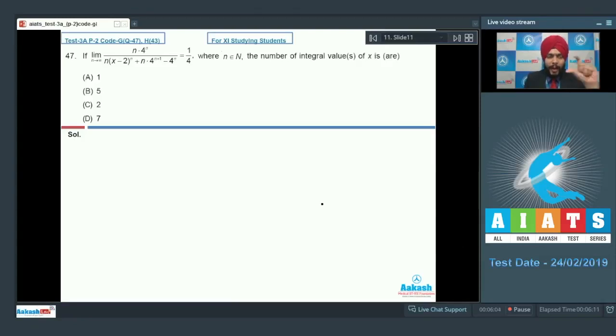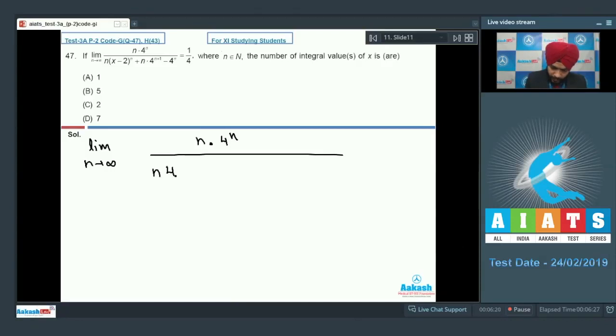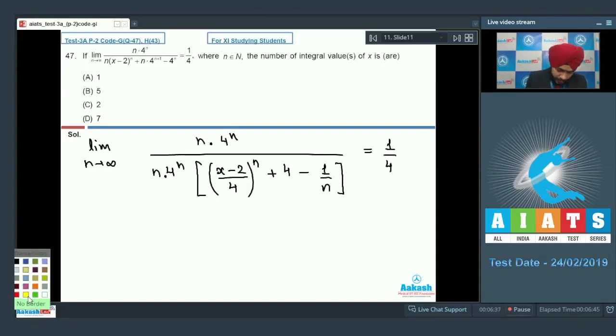We'll take the highest power common and we will equate the limit value equal to 1 by 4. Limit n tends to infinity, n into 4 raised to the power n. So n into 4 raised to power n has to be taken out common from the denominator also. N into 4 power n is common. N is there, so (x minus 2) upon 4 raised to the power n will be here. Plus 4 will be here, minus 1 by n will be here. Equals 1 by 4. Students, this term is getting cancelled, no doubt in that. This term is getting reduced to 0 as n tends to infinity.